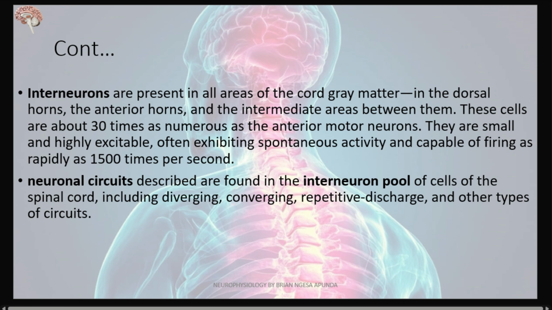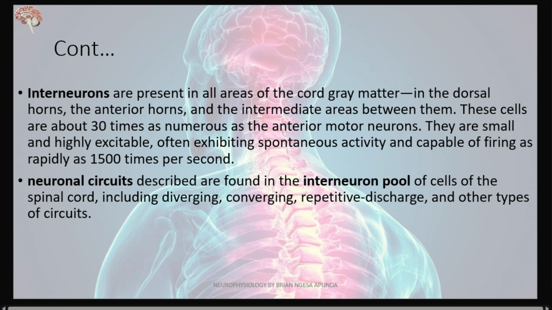As an integratory area, we've also appreciated that we have some interneurons. So interneurons are present in all areas of the spinal cord, that is the gray matter, in the dorsal horn and the anterior horns and the intermediate areas between them. So these cells are about 30 times as numerous compared to the anterior motor neurons. They are small but are highly excitable. So some are excitatory, while some are inhibitory.